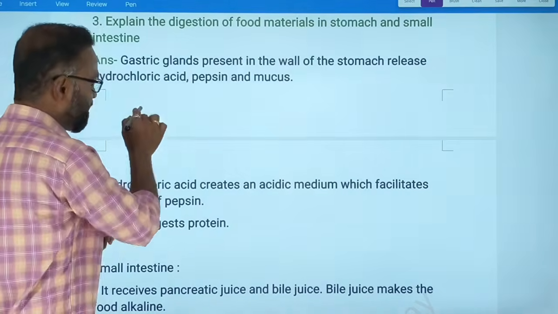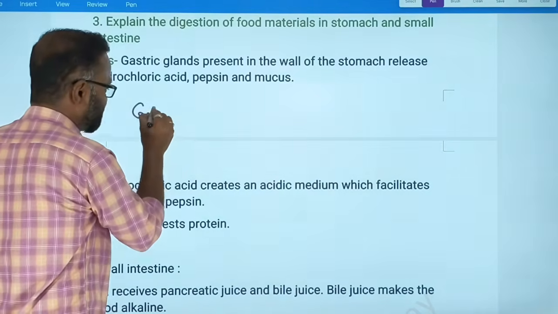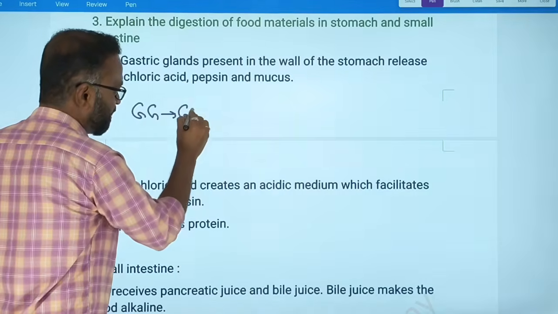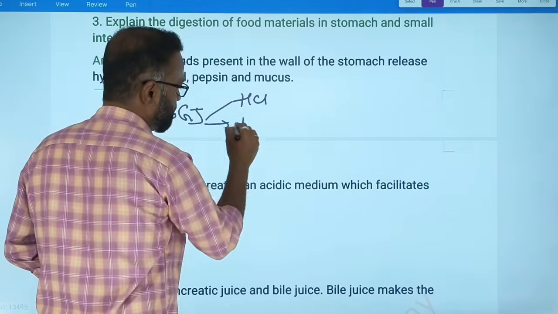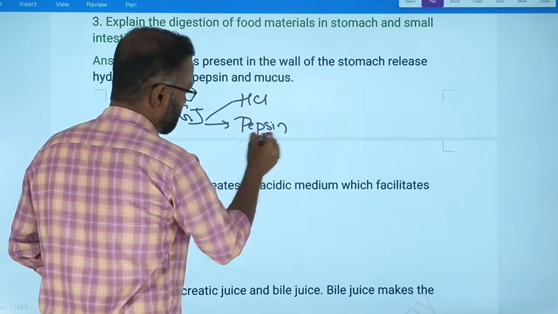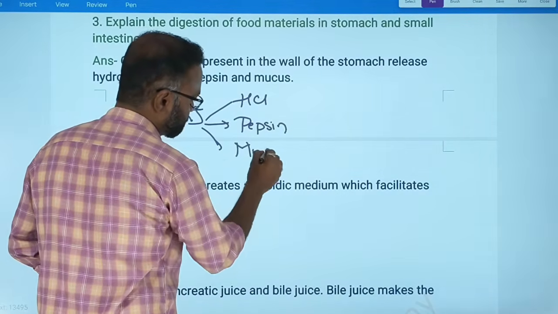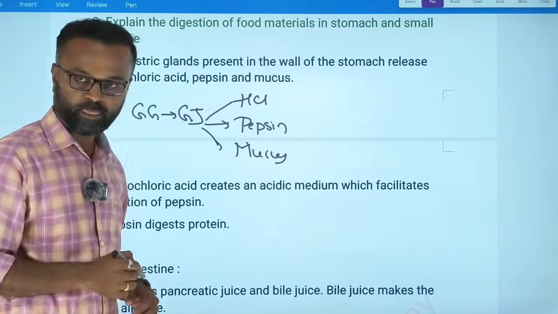Okay, now see here. The inner lining of the stomach has gastric glands. They secrete gastric juice. That gastric juice contains HCl, pepsin, and mucus.